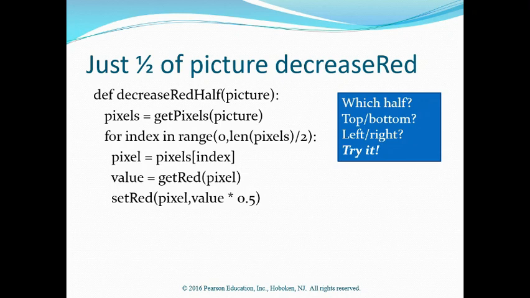So what we did here, we do for index in range 0 to the length of pixels divided by 2, right? That's half of the picture. Right? So if we have 100,000 pixels, we do divide by 2. We're only covering 50,000 pixels, so the first 50,000 pixels are the ones that actually get affected.